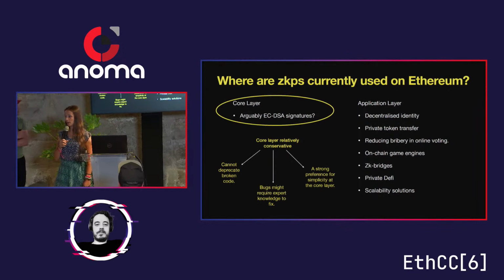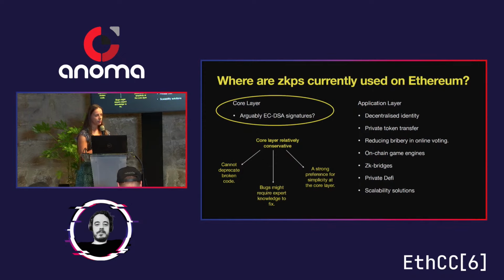And I would say that there are some fairly good reasons for this. By the core layer, I mean the layer which is deciding which transactions do and do not get included on the Ethereum blockchain, as opposed to what's going on inside a smart contract. The core layer is our key thing which is defining whether we're live, whether the system is working at all, so people are relatively conservative. There are some reasons for this. Probably the biggest one is that we can't really deprecate old code. Once you have code, it has to be maintained forever.